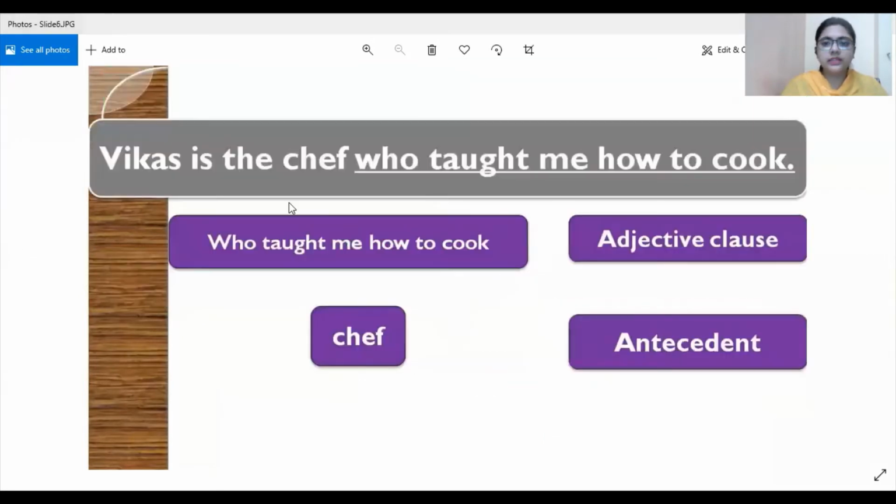Fine. Next sentence, next example. Vikas is the chef who taught me how to cook. Who taught me how to cook is an adjective clause. Why? Because it is describing the noun chef. So what do we know more about chef? He is the one who taught me how to cook. So this is a further description of the noun chef, right? So chef is its antecedent, and who taught me how to cook is an adjective clause because it is describing the noun preceding it.